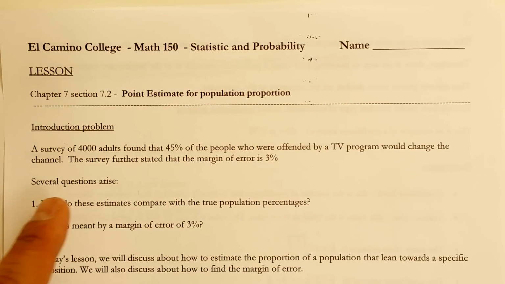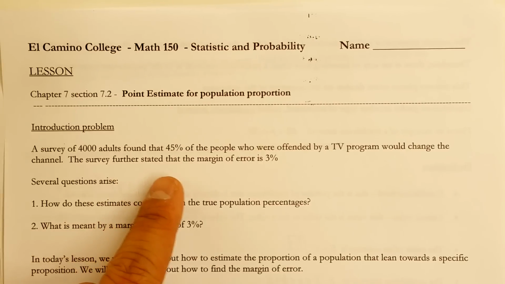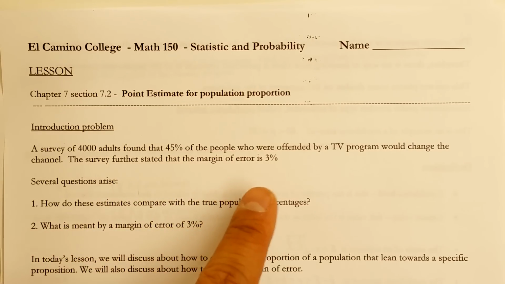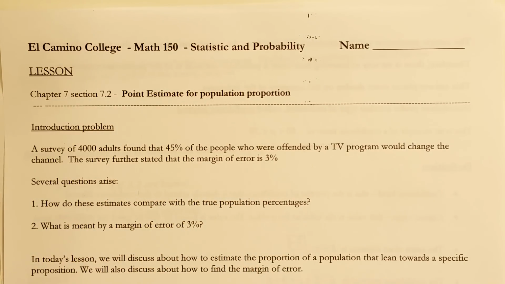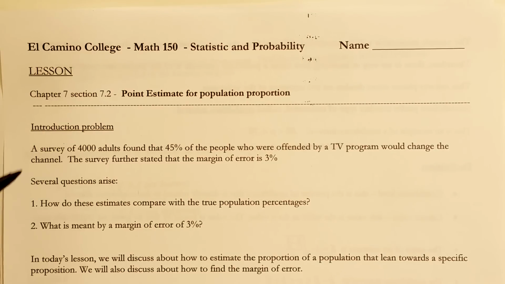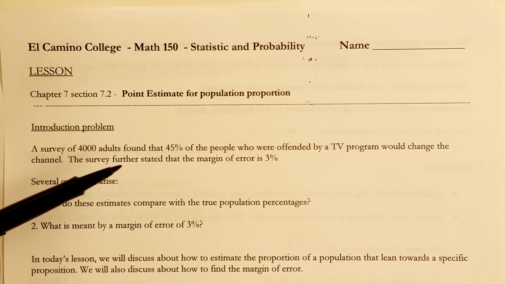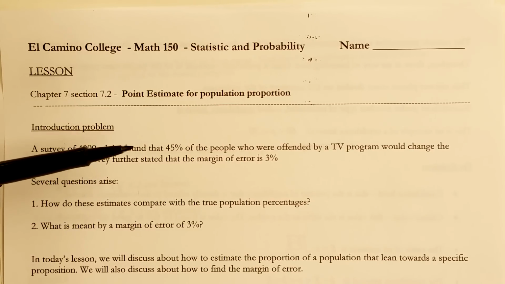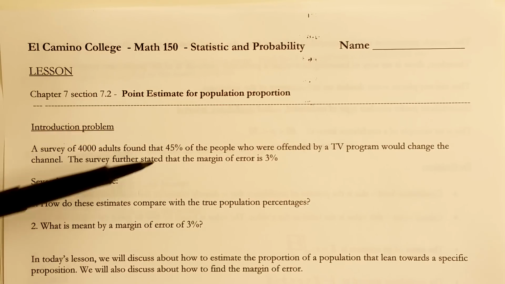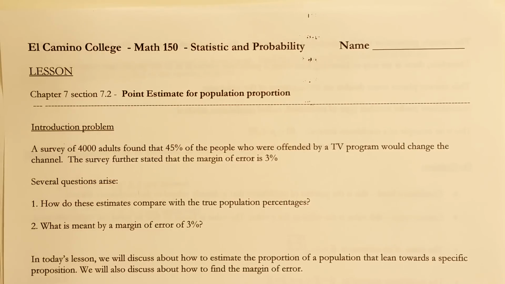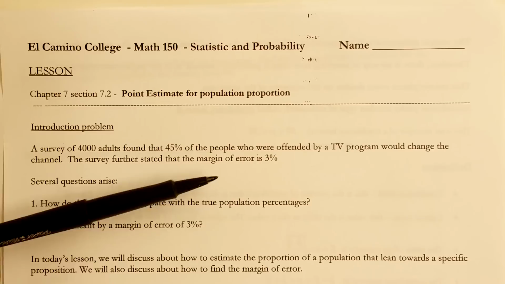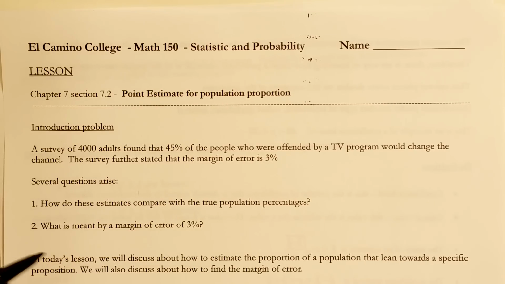As we're reading this, the survey also stated that the margin of error is 3%. So from reading this one survey, a few things come up. How do we know that? How close does our true proportion compare to our sample proportion? Right? And what is the meaning of this 3% error? We call it a margin of error. We're going to go deep into those a little bit later.